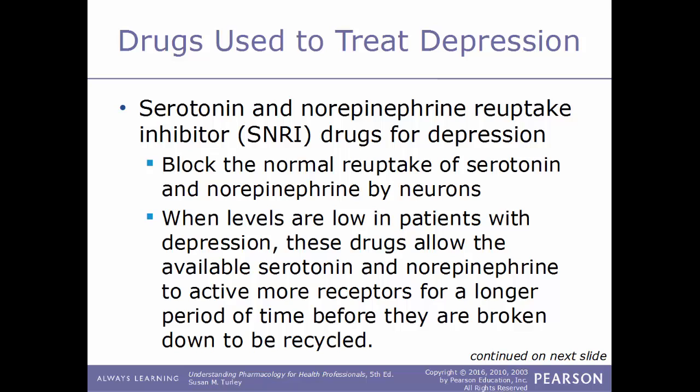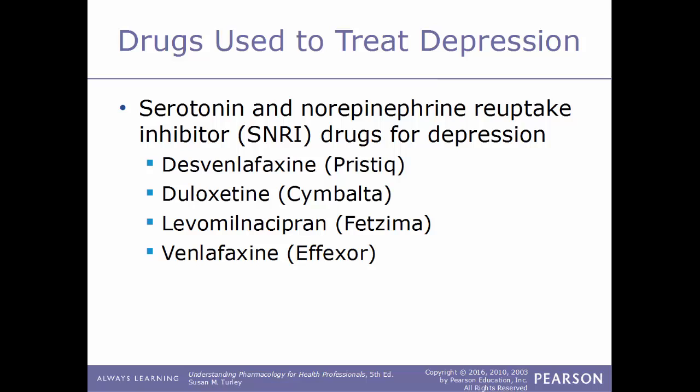Another category of drugs that are used to treat depression are the SNRIs, serotonin and norepinephrine reuptake inhibitors. These will block the normal reuptake of serotonin and norepinephrine. So when levels are low in patients with depression, these drugs will allow the available serotonin and norepinephrine to activate more receptors and for a longer period of time before they are eventually broken down. Some examples of an SNRI would include desvenlafaxine, also known by the trade name Pristiq; duloxetine, also known by the trade name Cymbalta; levomilnacipran, also known by the trade name Fetzima; venlafaxine, also known by the trade name Effexor.